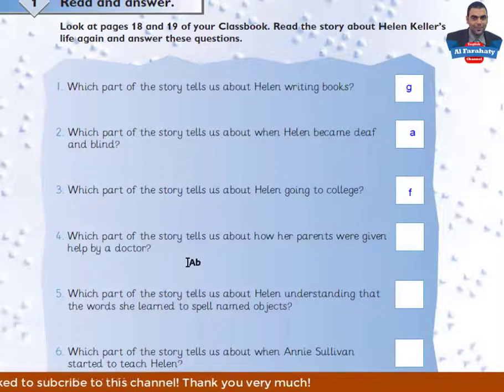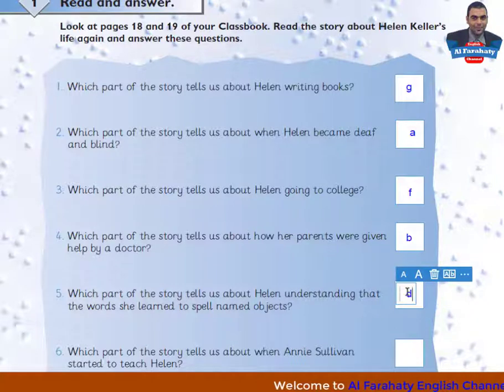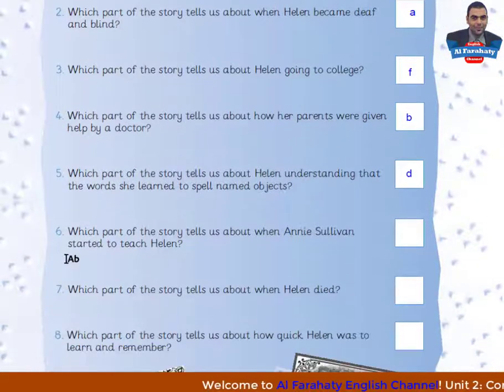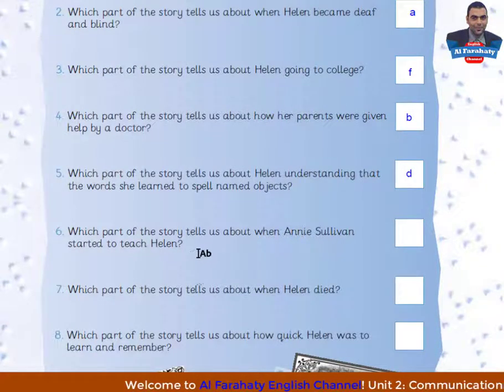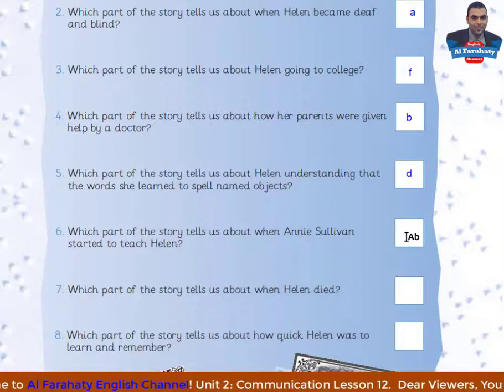Which part of the story tells us about how her parents were given help by a doctor? Yes, B. 5. Which part of the story tells us about Helen understanding that the words she learned to spell named objects? Yes, D. 6. Which part of the story tells us about when Annie Sullivan started to teach Helen? Yeah, excellent.